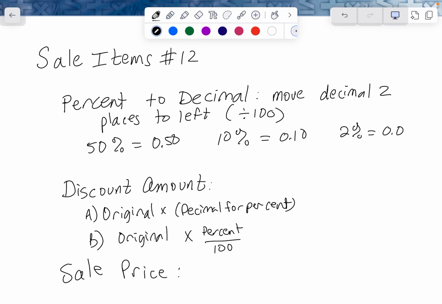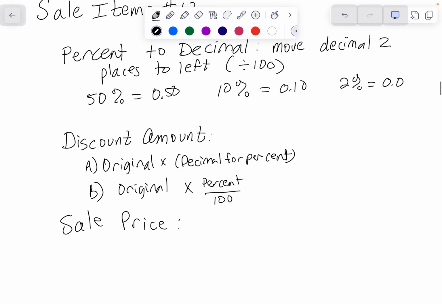If you want to find the discounted amount, you've got to watch how they ask these questions. If they say, what is the amount that you're going to take off, what is the discount, you do that, and that's all you have to do. But if they ask for the sale price, remember, you're going to take the original minus off the discount.